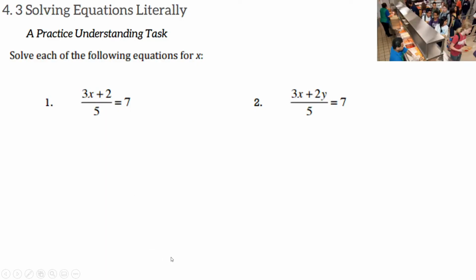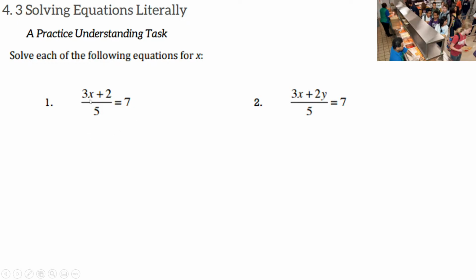Okay, welcome to 4.3, Solving Equations Literally. And this is a practice understanding task, and at first they're going to ask us to solve each of the following equations for x. So let's take a look at number 1. This is your typical algebraic equation.